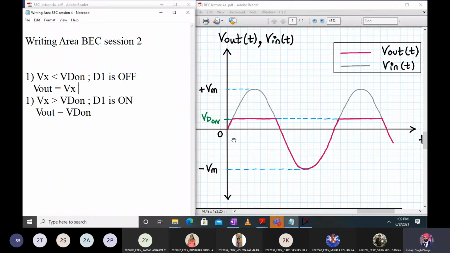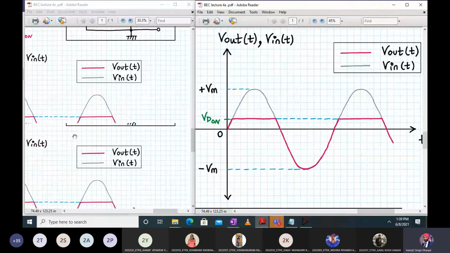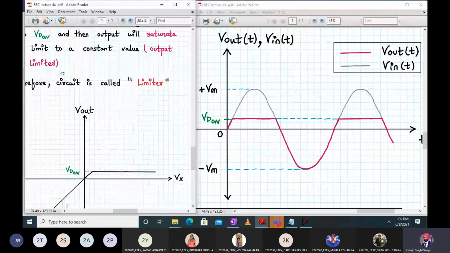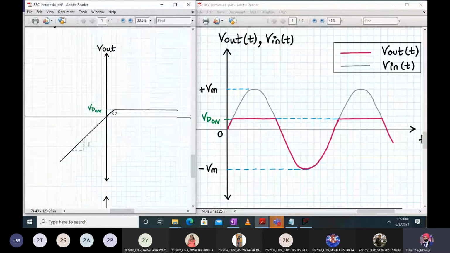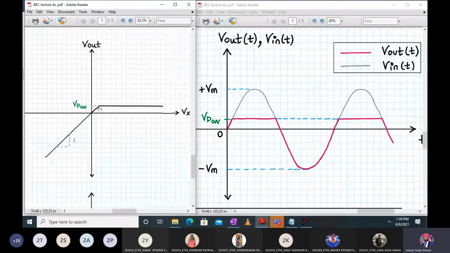Now this Vd on level can be 0.7 volts and this Vm and minus Vm can be plus 5 and minus 5. So in the exam, they can ask you with numbers, or they can give you this waveform and tell you to identify the clipper circuit and explain it. There are many ways to ask this question, or they can give you the VTC curve. This is the VTC curve given. Identify the clipper circuit and explain the operation. So the first is straightforward.